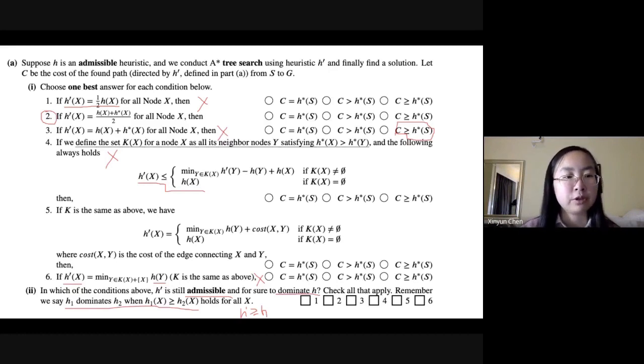But for condition 2, recall that earlier we said that h is always not greater than h star. So basically, when we take the average between h and h star, definitely h prime will be not smaller than h. So this effectively means that for this question, our answer is true.